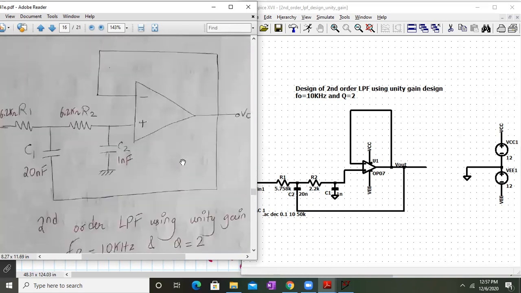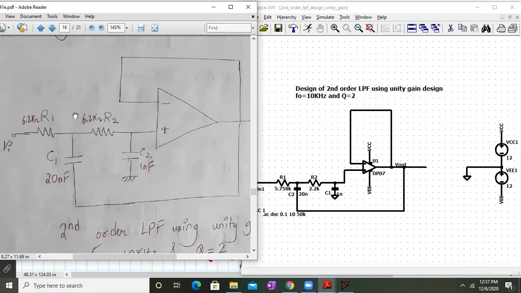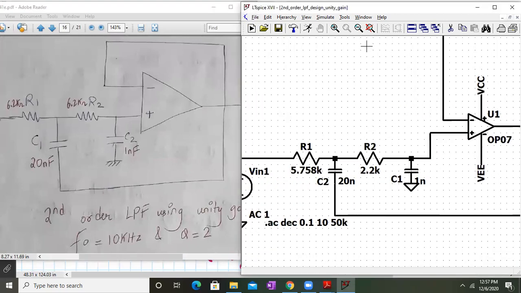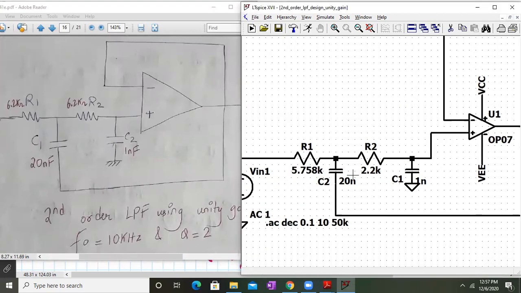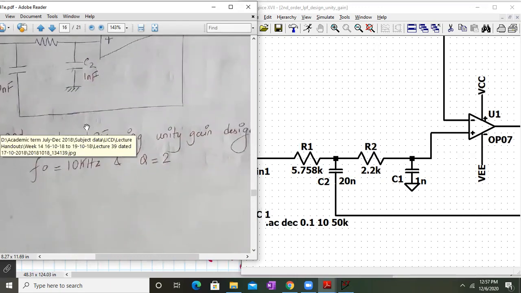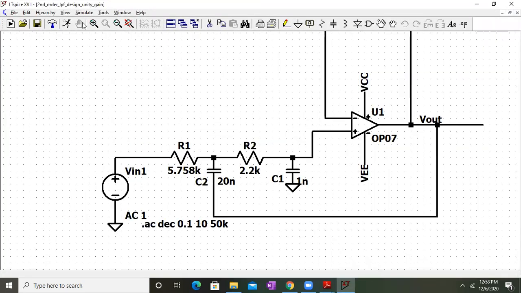C1 was here in the design, this R2 should be 2.2 instead of 6.2. That's the mistake we have done, but we have corrected that in the LT Spice. So C1 is 1 nanofarad and C2 is 20 nanofarad. Now let's check the design. It is designed for cutoff frequency of 100 kilohertz and quality factor of 2. Let's check that now.